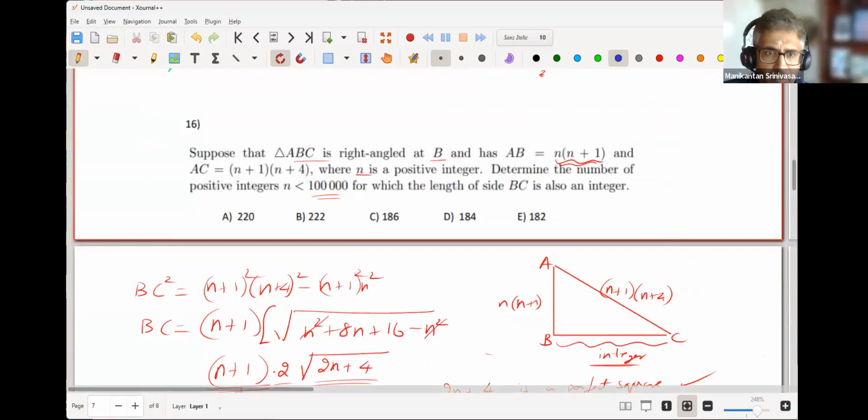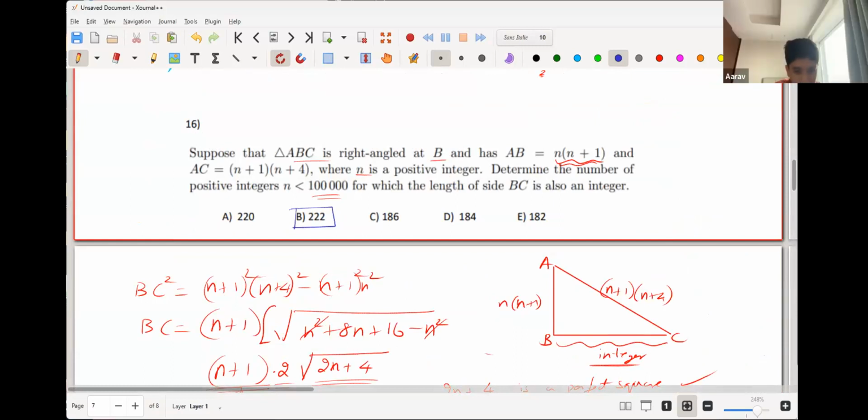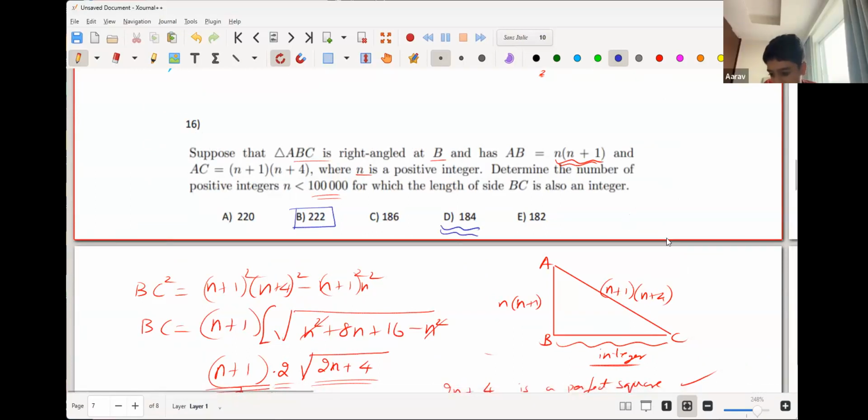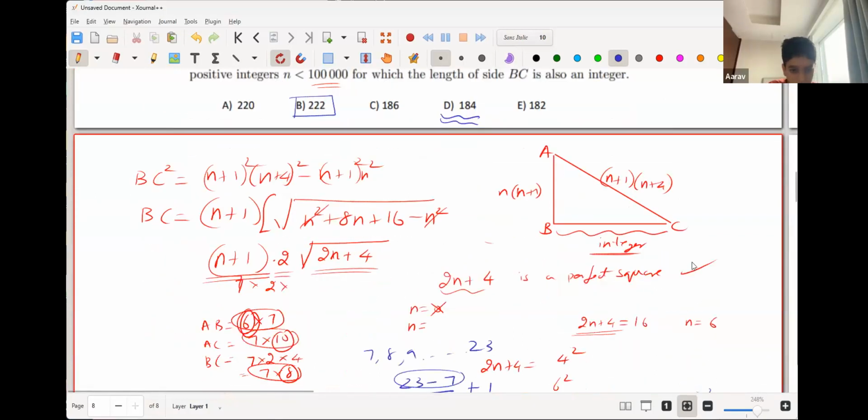Arav or Arya, one of you called out an answer. What was this? No, I did 184. Okay. And I also did a really long method. I think I went wrong in one of the calculations. I'm just rechecking my working.